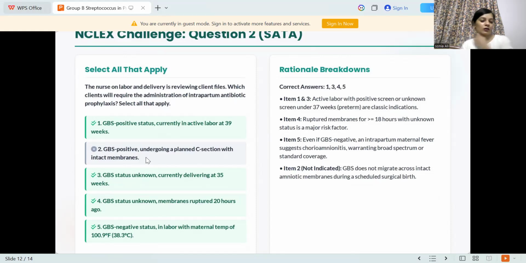Answer four is GBS status unknown, membranes ruptured more than 20 hours ago. So definitely we need to give antibiotics as well. Next, GBS negative status in labor with a maternal temperature. If the patient is negative but has a temperature during labor, definitely we need to give IV antibiotics, penicillin, to protect the newborn from GBS.